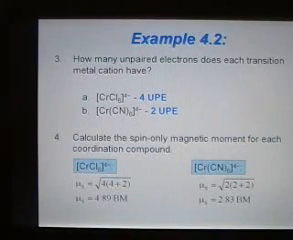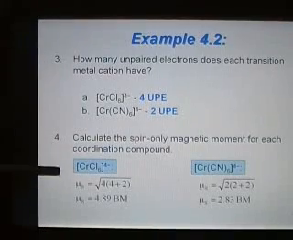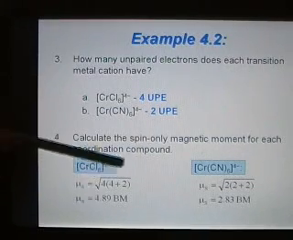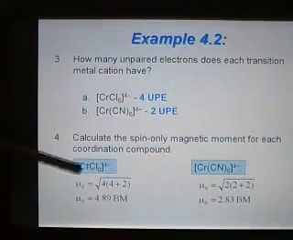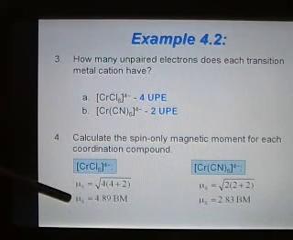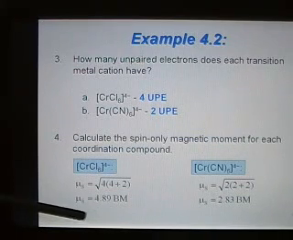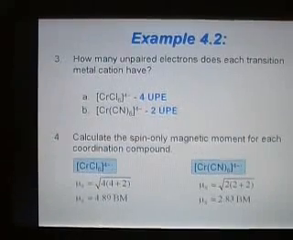Now, based upon the number of unpaired electrons that you've determined, you should calculate the spin-only magnetic moment for each coordination compound. For CrCl6 4-, it has 4 unpaired electrons, so we take the square root of 4 times 4 plus 2, 6 times 4 is 24. The square root of 24 ends up being about 4.89 Bohr magnetons. So the units on this are Bohr magnetons. Don't forget, you have to include the units.